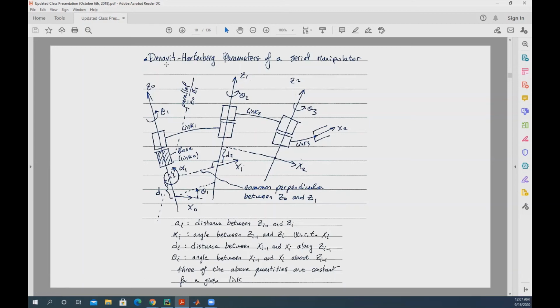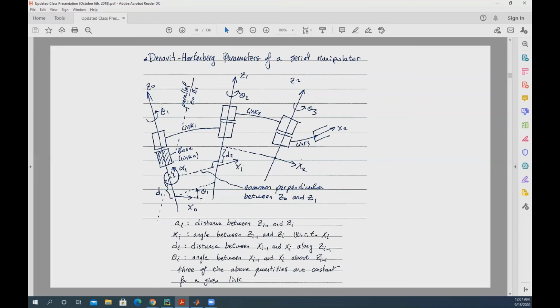So there is a conventional way for attaching frames to links. We said each link will have its own frame, and the convention is called the DH parameters, or the Denavit-Hartenberg parameters for manipulators. This is the convention for standard industrial robots. So this is how you place a frame.